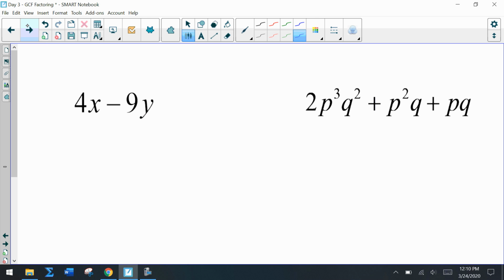Okay, let's write down these next two problems and pause the video and see how you do factoring out the greatest common factor.